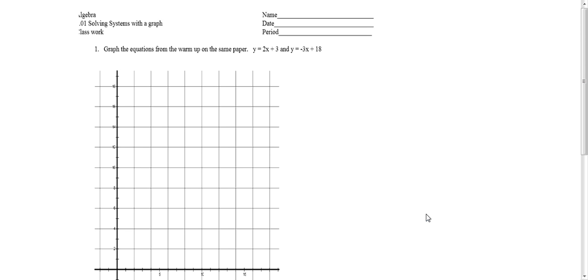So anyway, we're going to start chapter 7, and it's pretty basic. We're going to do solving by graphing. And so you have a system of equations. You should have the worksheet in front of you.